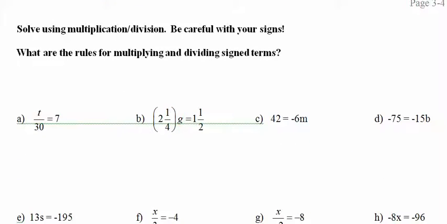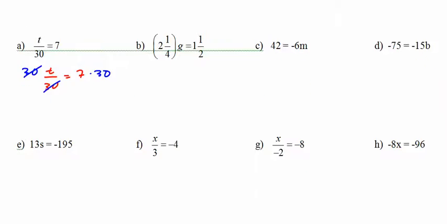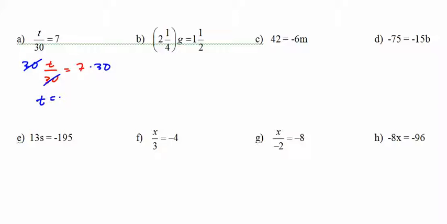How do we do it with multiplication and division? Well, we're careful with our signs. But otherwise, it's the same thing. I'm going to rewrite some of these. I usually don't. It just gets messy. Whatever I do to one side, do to the other. Multiply by 30. Multiply by 30. These cancel. That's why I multiplied by 30. T equals 210.